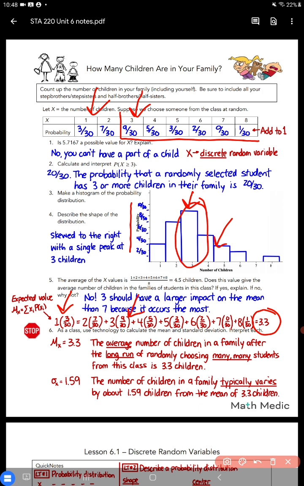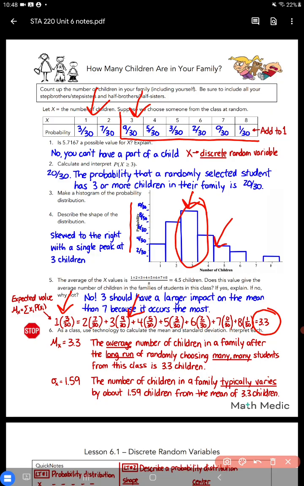Okay? So how would I interpret this? What this means is the average number of children in a family in the long run in this class is 3.3. It does not mean that every single class of 30 that I could ever choose would have an average of exactly 3.3. It means for this specific class, in the long run, I get 3.3 children on average.